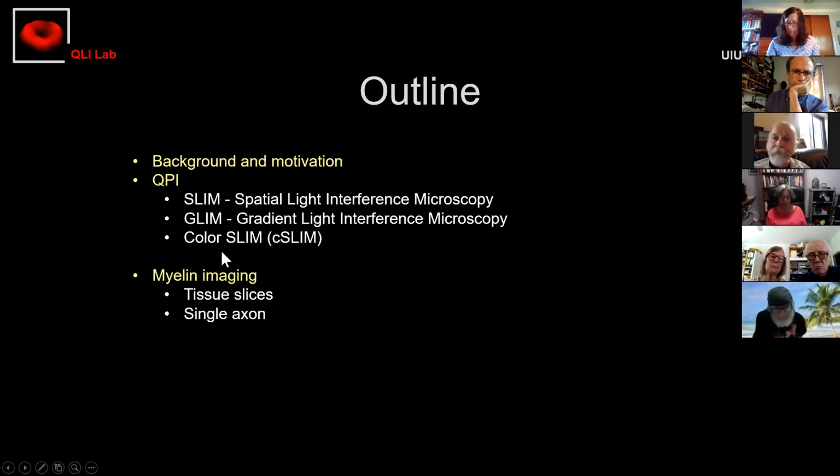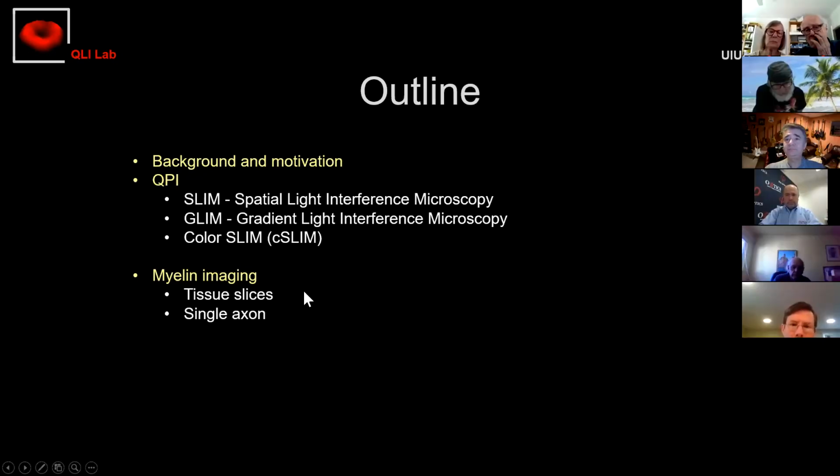And a recent version of SLIM that works with stained tissues, which I think opens up a lot of applications. And I chose a more recent application, yet to be published, on myelin imaging, which is, in my opinion, very exciting. Something that has been achieved for the first time in my mind: quantifying myelin at the single axon level without labels. So let me start with the background.